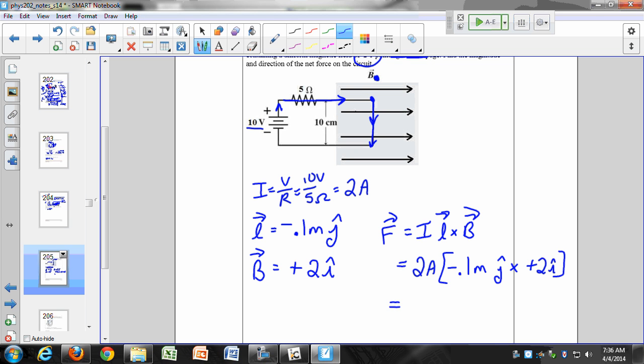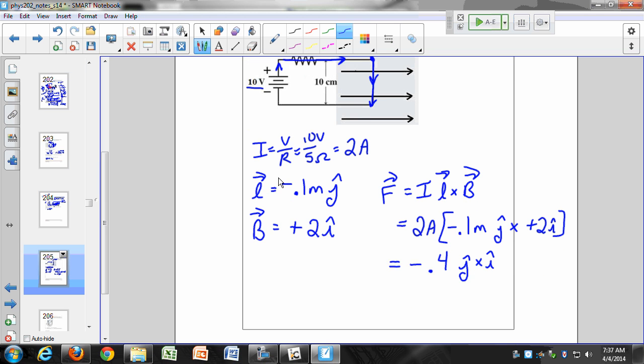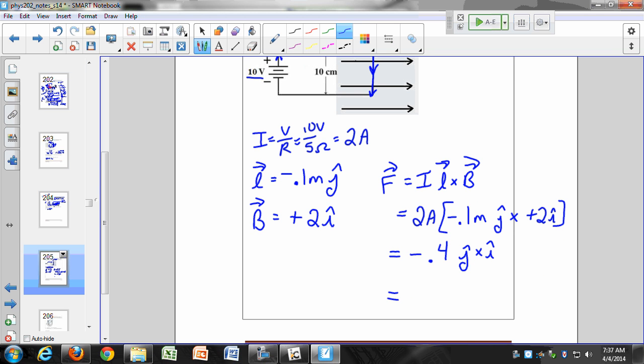and then that's going to be negative 4 times 0.1, that's negative 0.4 J cross I, which is going to be 0.4 K. 0.4 newtons in the K direction. You can use your right-hand rule, J cross I. This is I, J, K, and J cross I equals negative K.